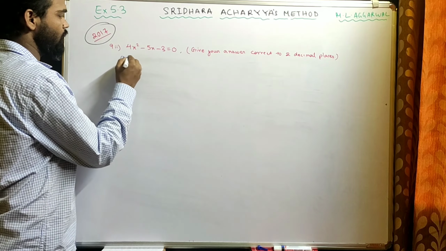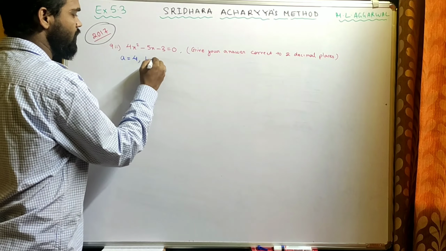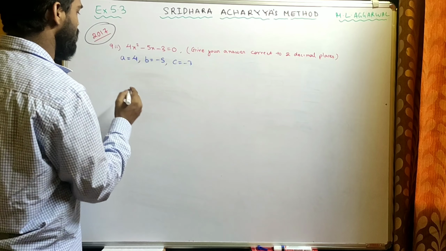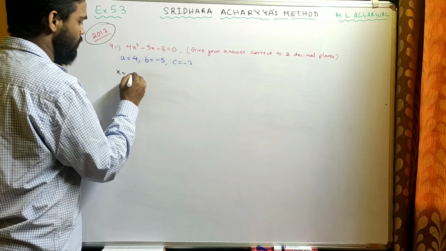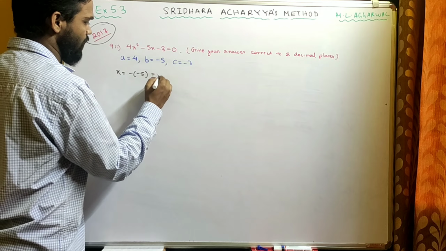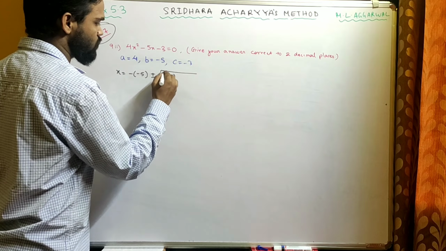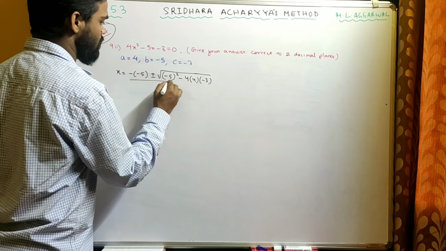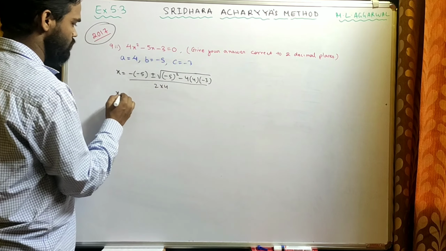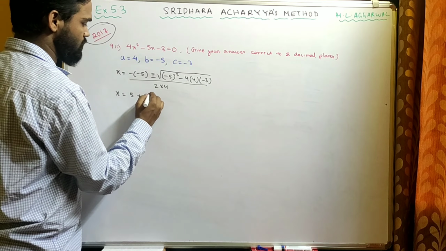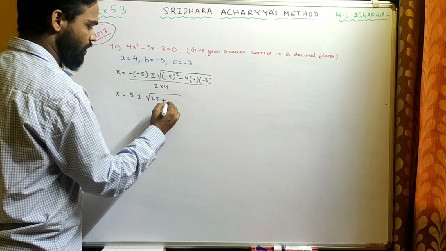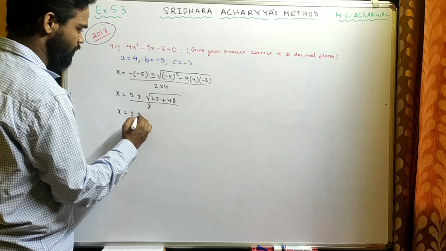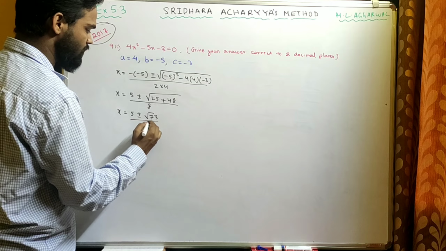Now look over here. Your A is 4, your B is minus 5, and your C is minus 3, isn't it? Now we'll use the formula. X is minus B plus minus root over B square minus 4AC by twice of A. So your x is 5 plus minus root 25 plus 48 by 8. So your x is 5 plus minus root 73 by 8, isn't it?